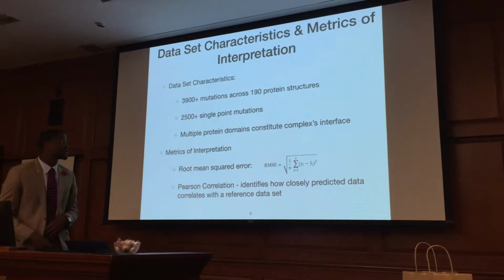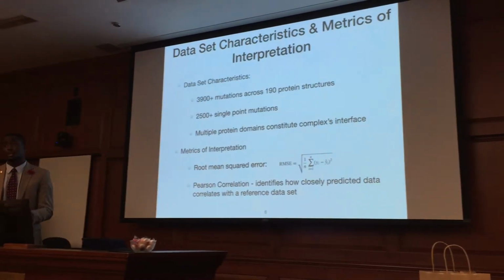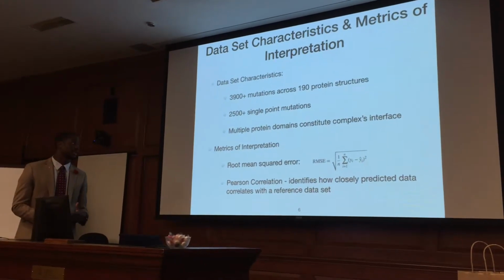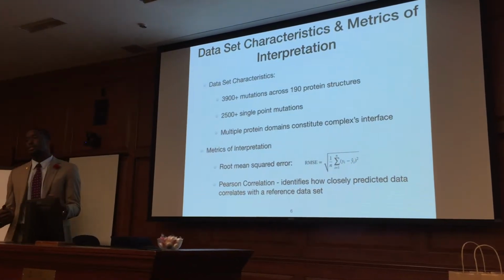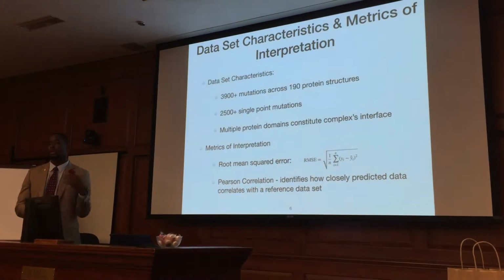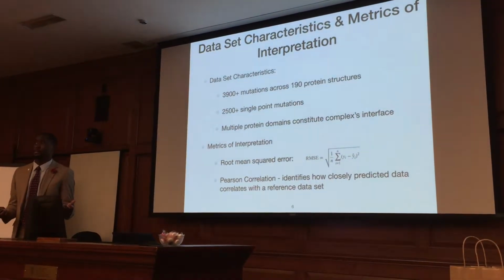Another important note about this data set is that multiple protein domains constitute the interface. So you can have not just two partners that make a complex, but you can have 5, 6, or even up to 15 partners.